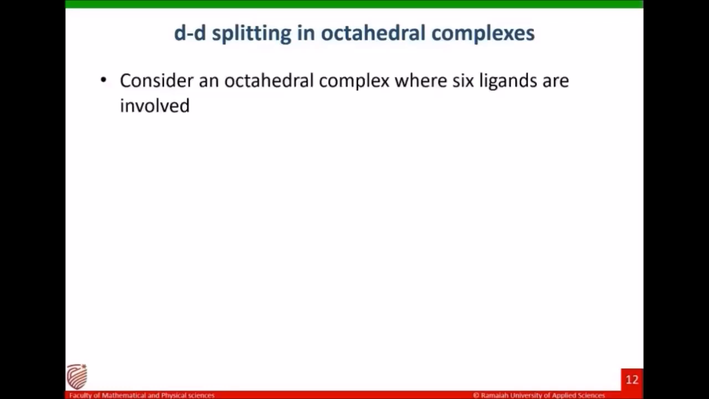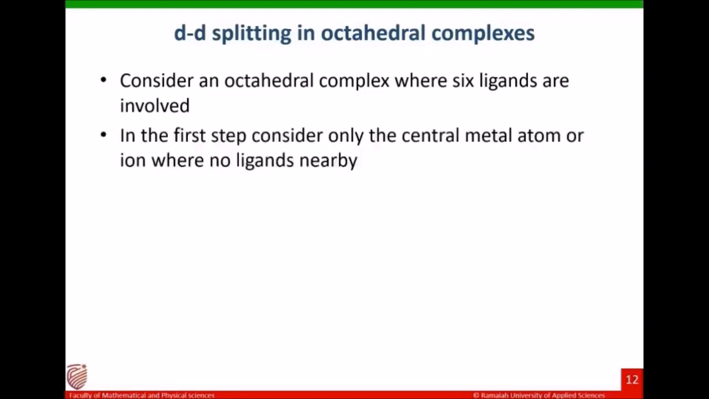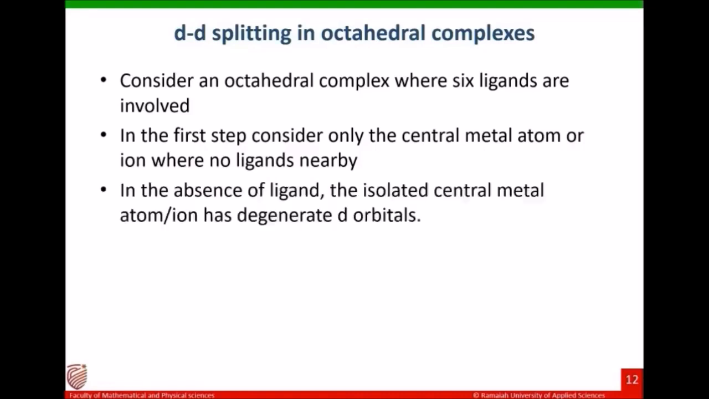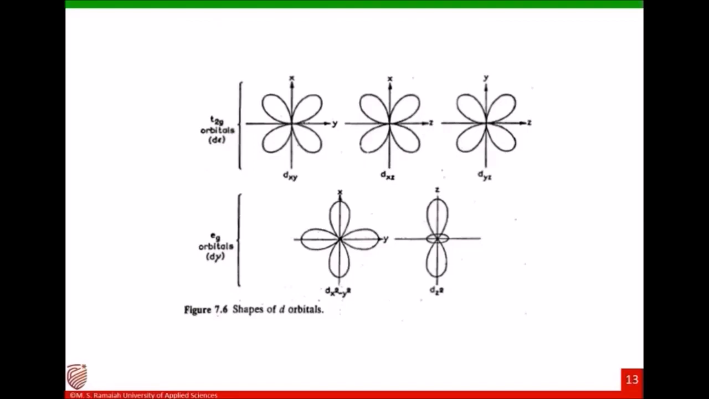Now we can link this trip to Goa situation with the d-d splitting in octahedral complexes. In the first step, consider only the central metal atom or ion where there are no ligands nearby. In the absence of ligands, the isolated central metal atom or ion has degenerate d orbitals. All d orbitals have the same energy at this point.